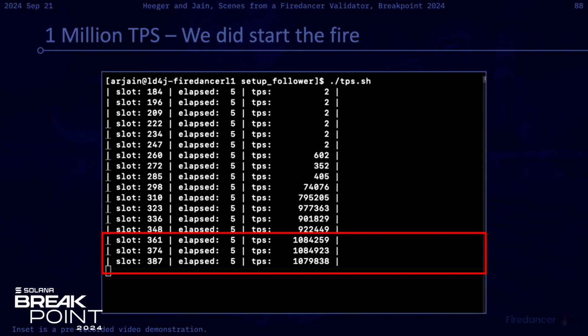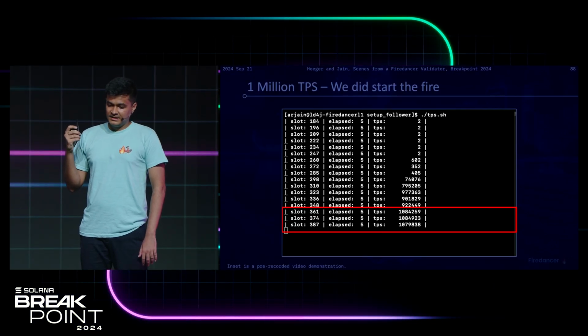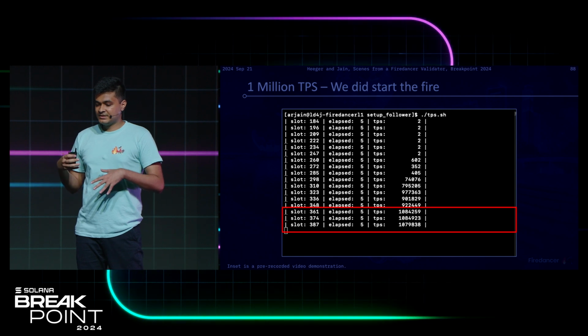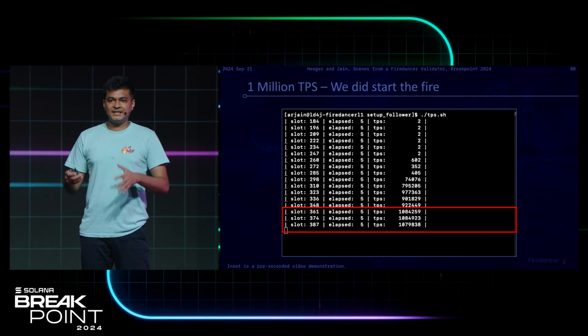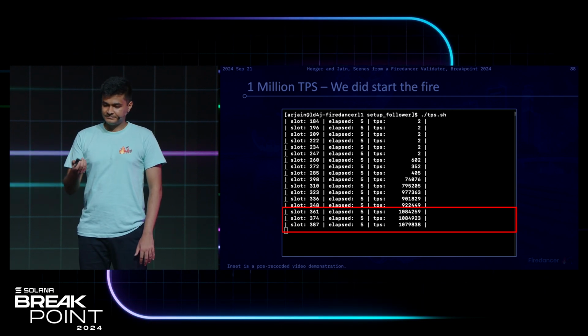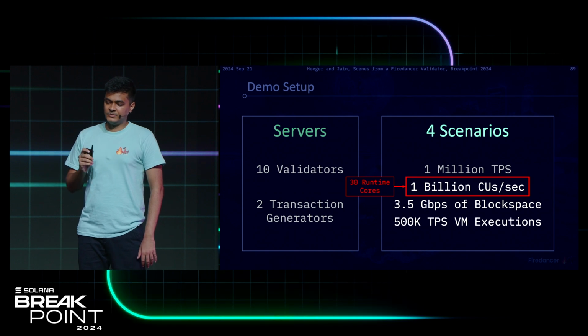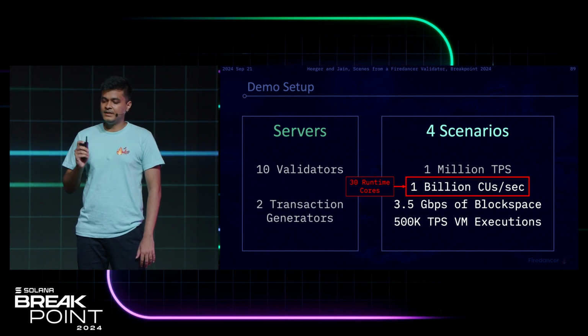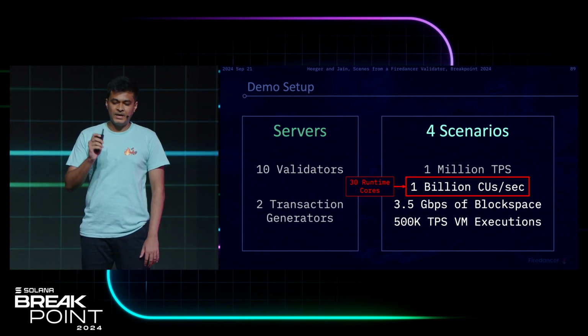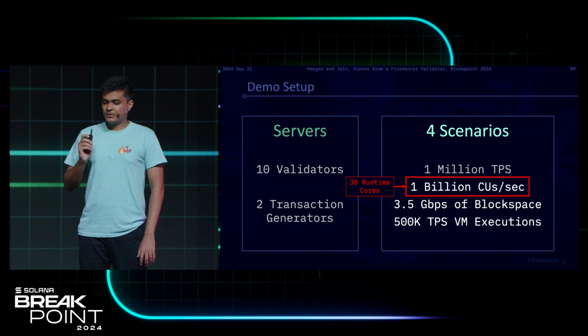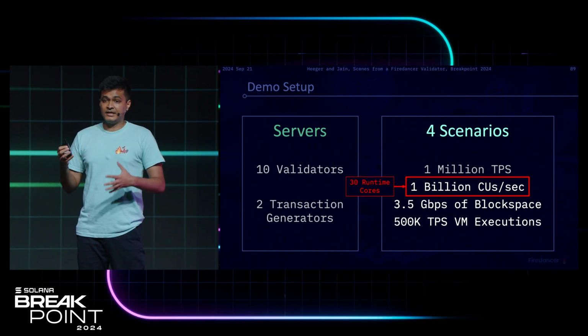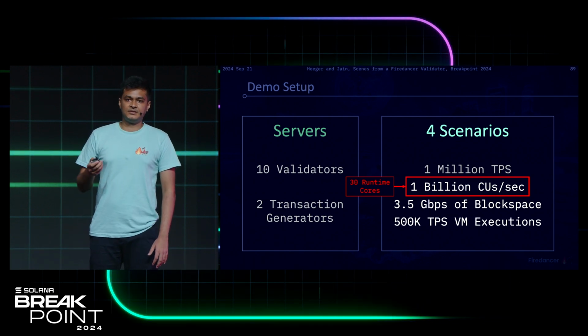Here's a zoom in on the numbers from the leader. You can see the 1 million transactions per second being produced. Handling this many basic transactions is critical to establishing the maximum capacity of Firedancer. The second demo shows Firedancer handling over 1 billion compute units per second using the memo program. The memo program is a simple Solana program that, like token program, consumes several thousand compute units.